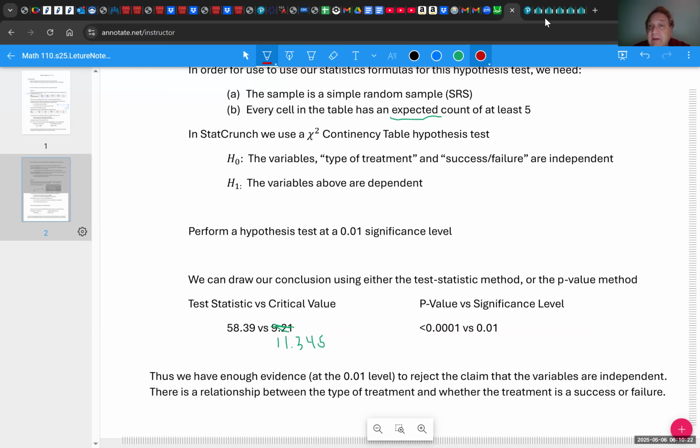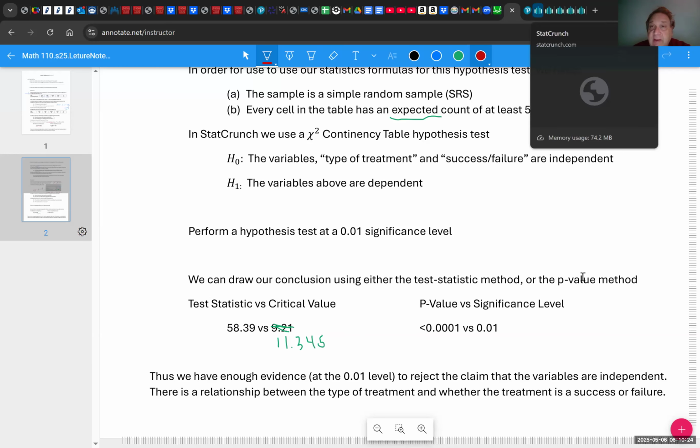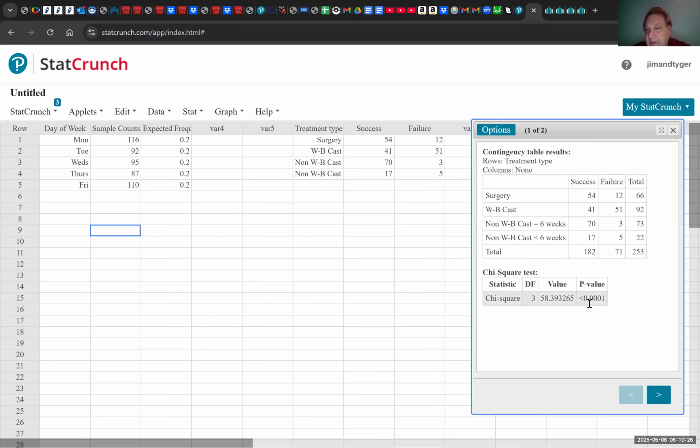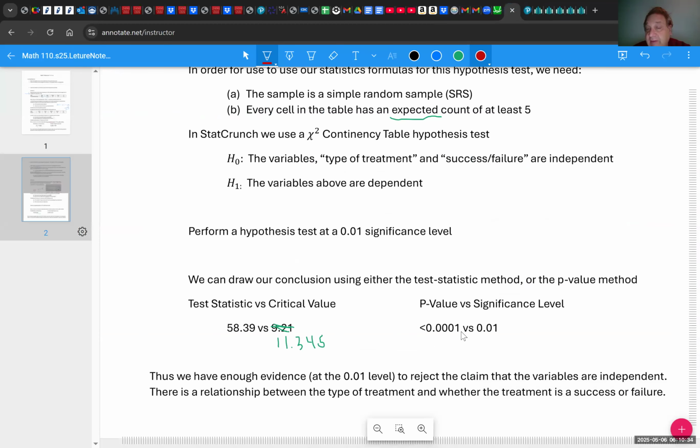And for the p-value method, we should also have enough evidence. The p-value was basically 0. It's less than 0.00001. So that's our p-value, and it's basically 0. So it's definitely going to be less than the significance level of 0.01. So again, using either method, we get the same conclusion that we can reject the null hypothesis. We have enough evidence to reject the null hypothesis.